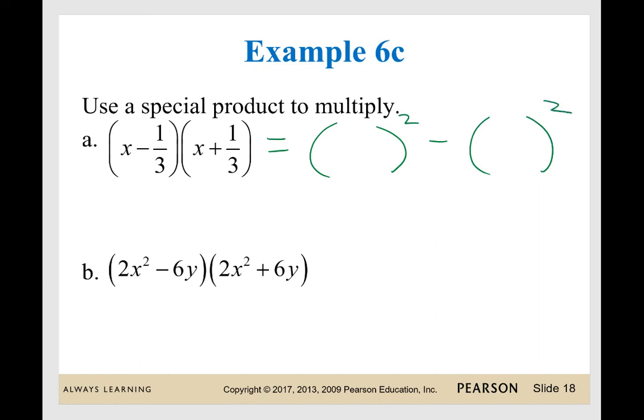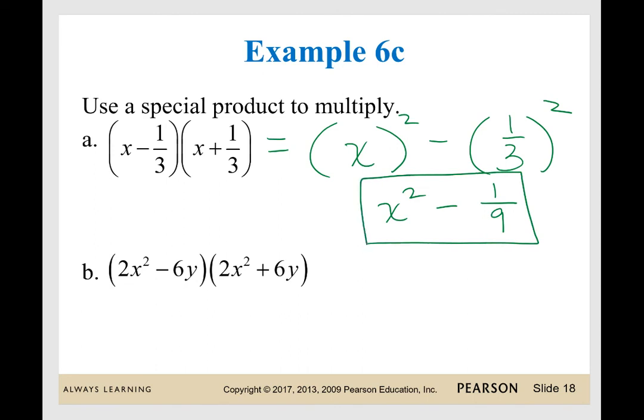All right, what's in the a position? There's an x, so that goes there. What's in the b position? 1/3. All right, so all I got to do is clean this up. X squared minus, what is 1/3 squared? Remember, this is the power of a quotient rule. We're going to square everything. 1 squared is 1, 3 squared is 9. So there's my answer, x squared minus 1/9.